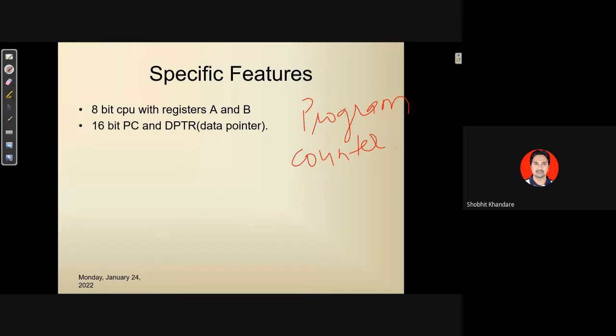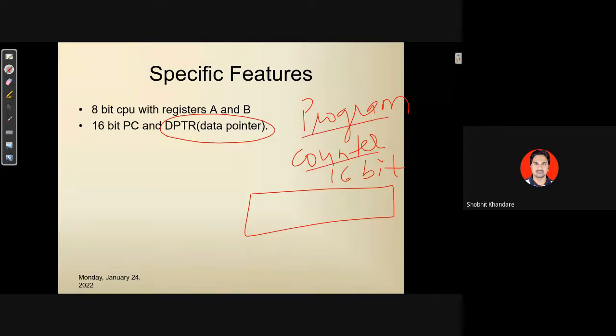Now, when you talk about this program counter, the size of the program counter is 16-bit. And DPTR, data pointer. All these things, the program counter and so on, are in your CPU. The data pointer is also in your CPU. So the size of the data pointer is also 16-bit.